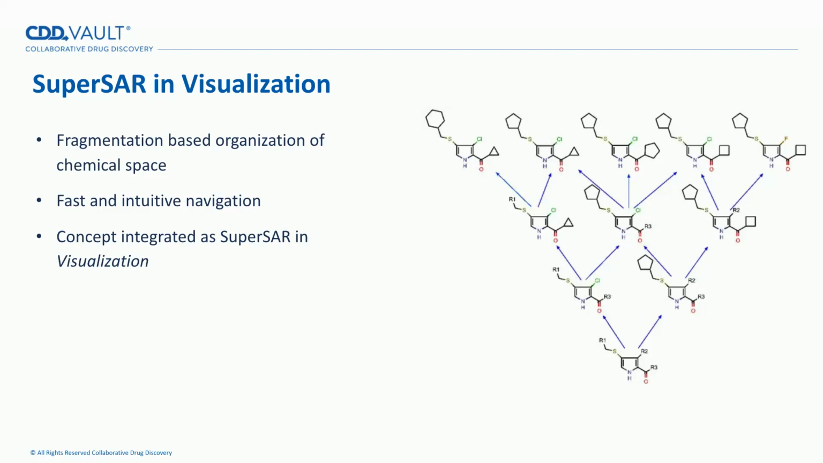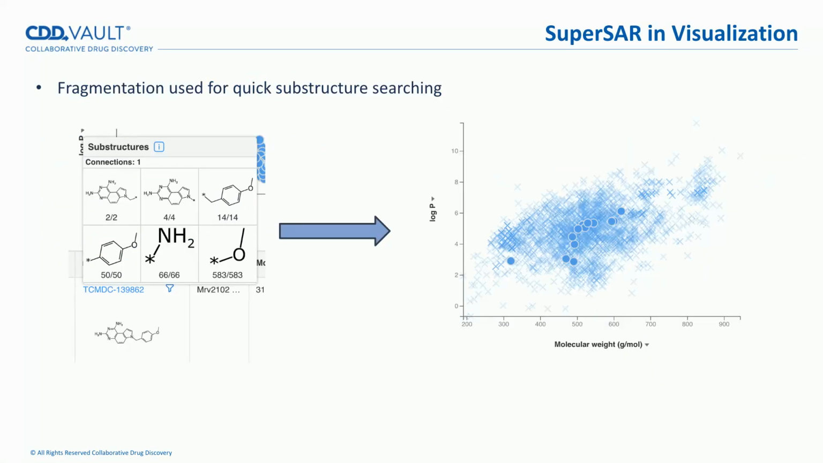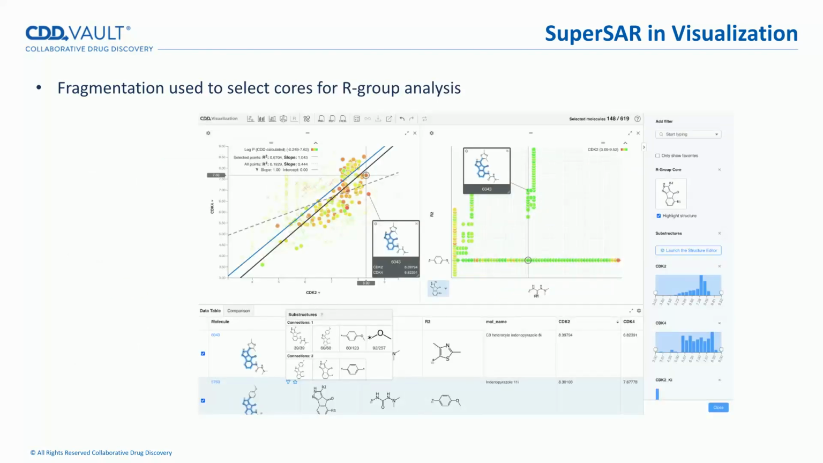Another technology that we developed is what we call SuperSAR. That's part of visualization. In SuperSAR, we take our chemical space and we fragment it and organize it, and that allows us to navigate the structural space faster. It shows up in these fragments, and it allows you very quickly to say, okay, instead of defining a substructure search, you just click it and you see what compounds match the fragment. We also use it to more easily select cores for the R group analysis. So if you haven't really tried it out, give that a try.